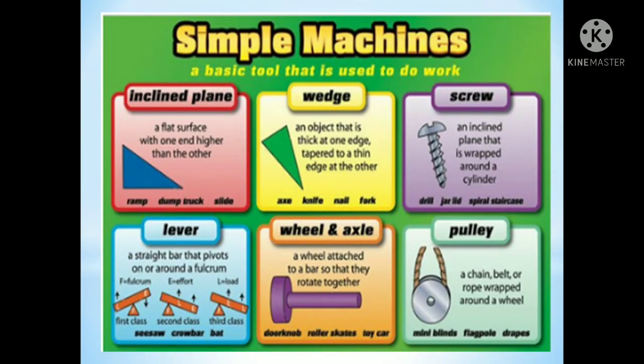The simple machines are the inclined plane, wedge, screw, lever, wheel and axle, and pulley. There are 6 types of simple machine. We will go one by one. First we'll talk about the lever. Let's start. So this is the lever.